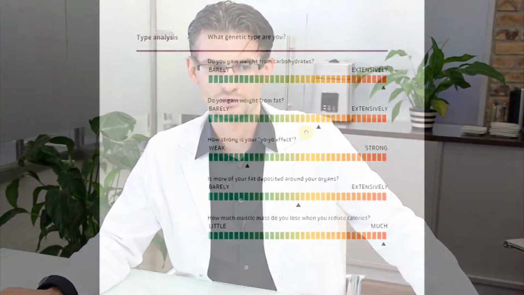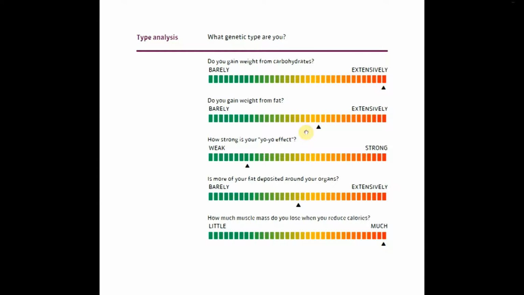All right, the next question. Is more of your fat deposited around your organs? Now, fat in obese people can be located in different positions, for example, around the hips, which is more common in women, or also around the organs. So it's actually in the inside of the belly, around the organs. And the problem with this fat around the organs is that it is metabolically active, which means it's more unhealthy for you than fat around your hips.